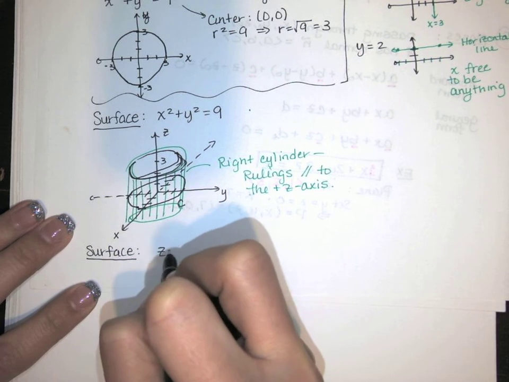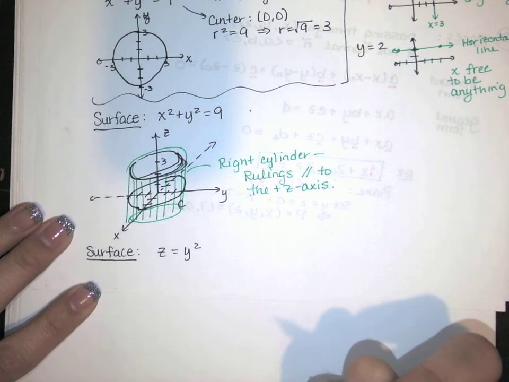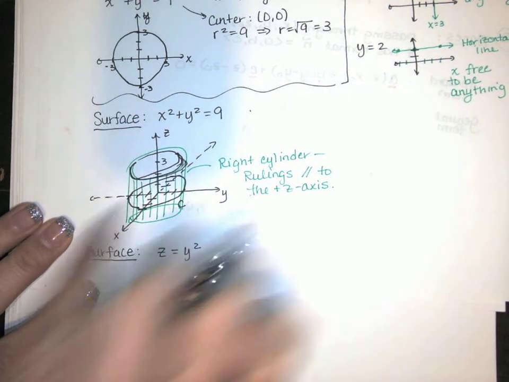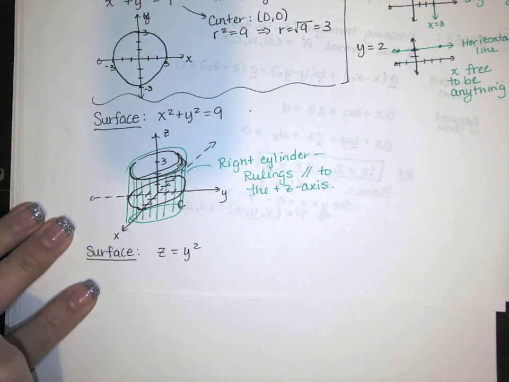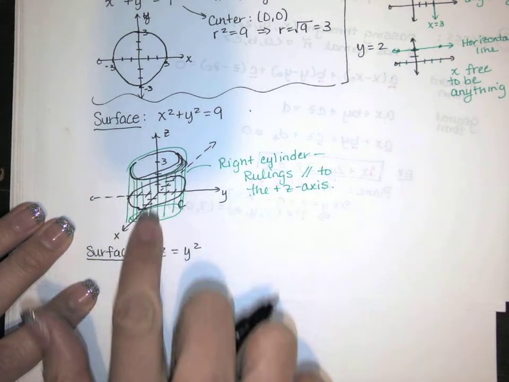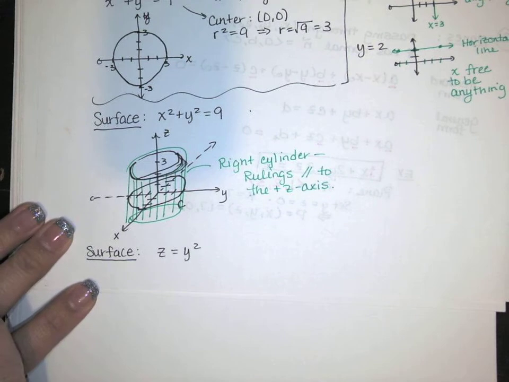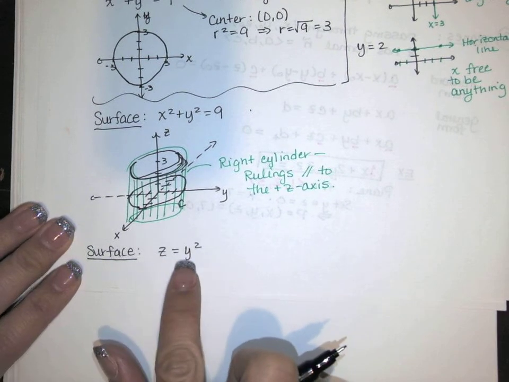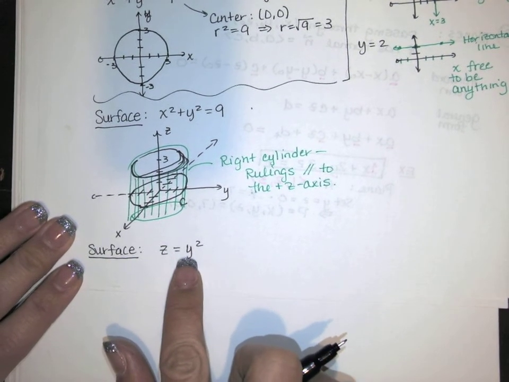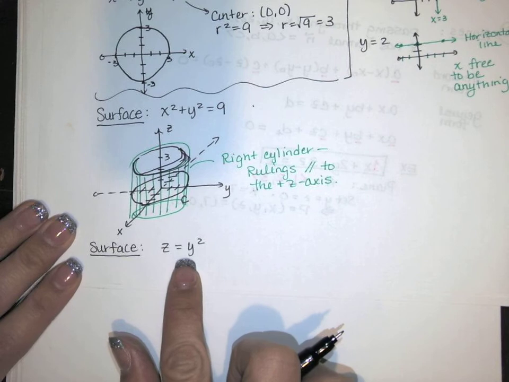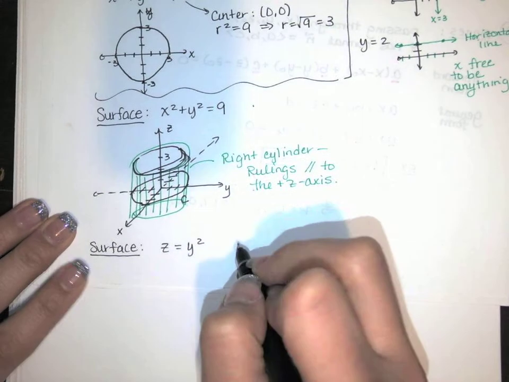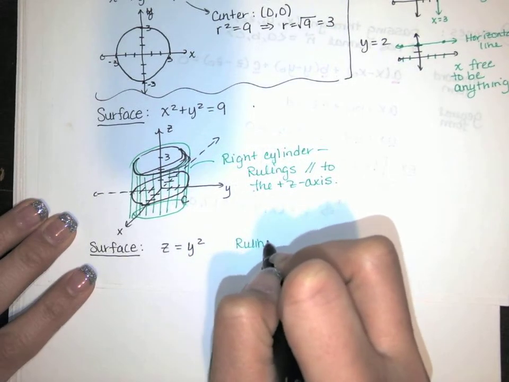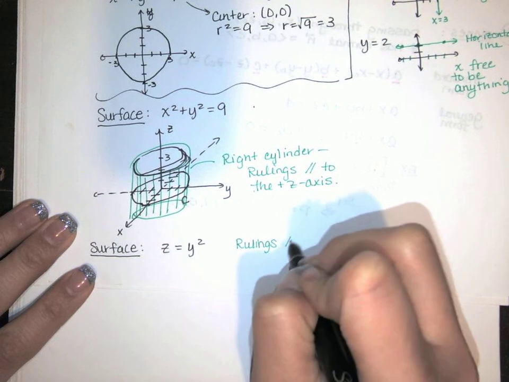If I have z equals y squared, now it's not going to look like that right circular cylinder that we're accustomed to. This actually goes on forever for all z, by the way. But this is going to be a right cylinder as well. Since the x is missing, the rulings are going to be parallel to the x-axis.